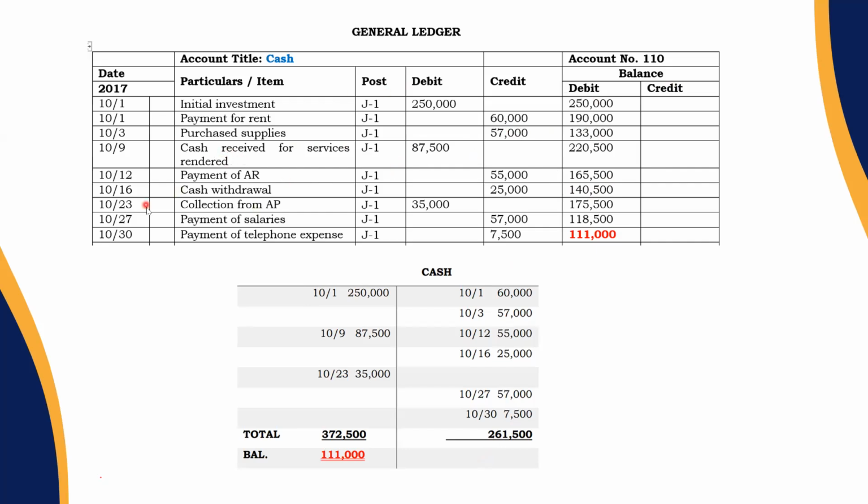Again, nung October 3, bumili tayo ng supplies. Nung bumili tayo ng supplies, nagbayad tayo ng cash, so credit yan. That's 57,000 dito. Then, we rendered services, naka-receive tayo ng cash. So, that's 87,000, debit. Okay? Then, payment of AR, 55,000. And cash withdrawal, 25,000. Ang gagawin nyo sa posting or sa ledger is that isa-isahin nyo siya.